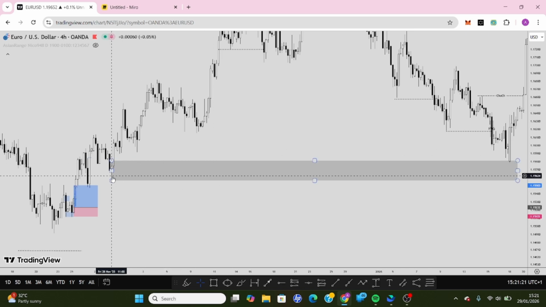Our fair value gap. And you can see the impulsive move to the upside from this zone.